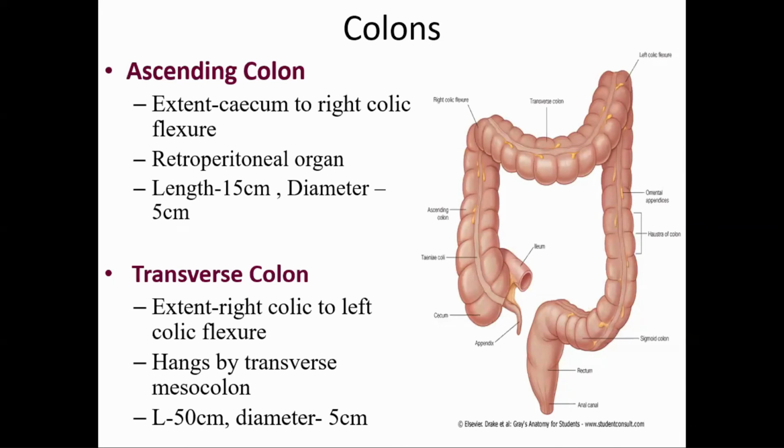They are not lined by the peritoneum. Only the anterior and lateral surfaces of the ascending and descending colon are lined by the peritoneum. Because of this reason, it is called a retroperitoneal organ. Whereas in the case of the transverse and sigmoid colon, the whole walls or surfaces of the colon are suspended by the peritoneum. Because of that reason, it is called an intraperitoneal organ. Clear?